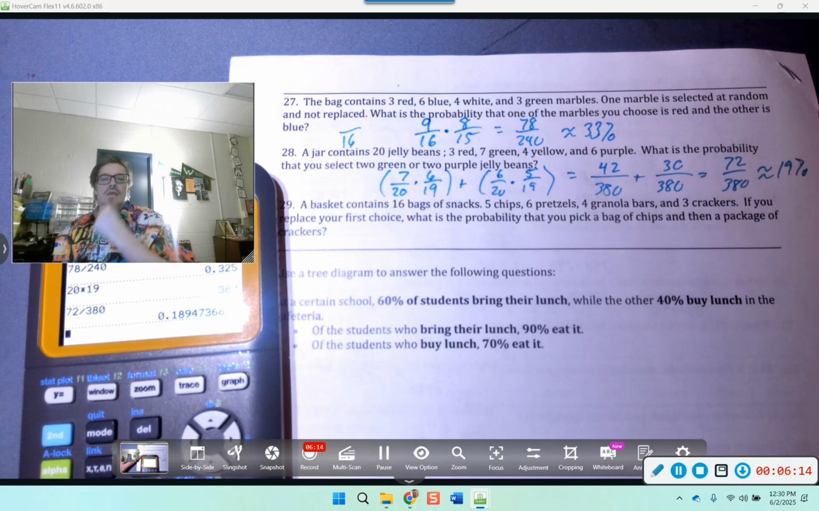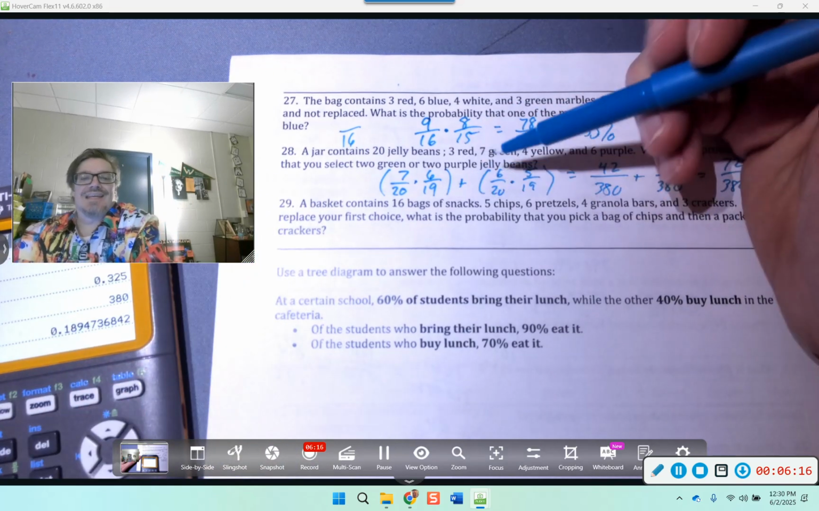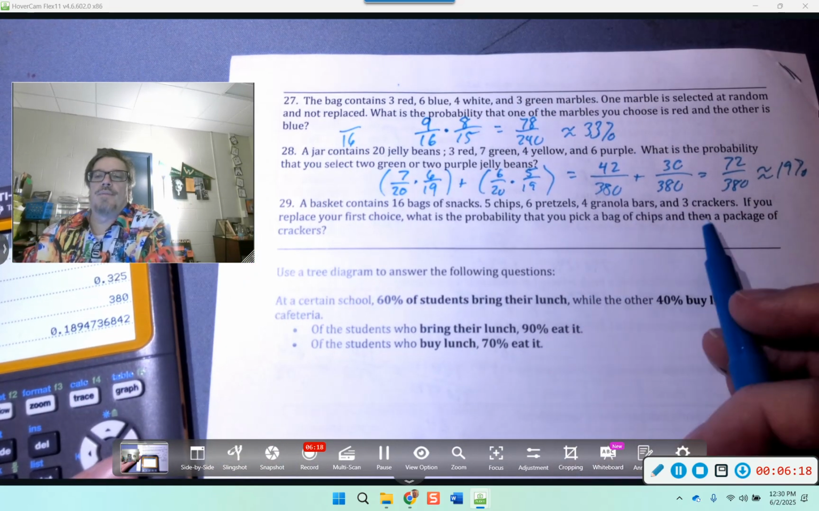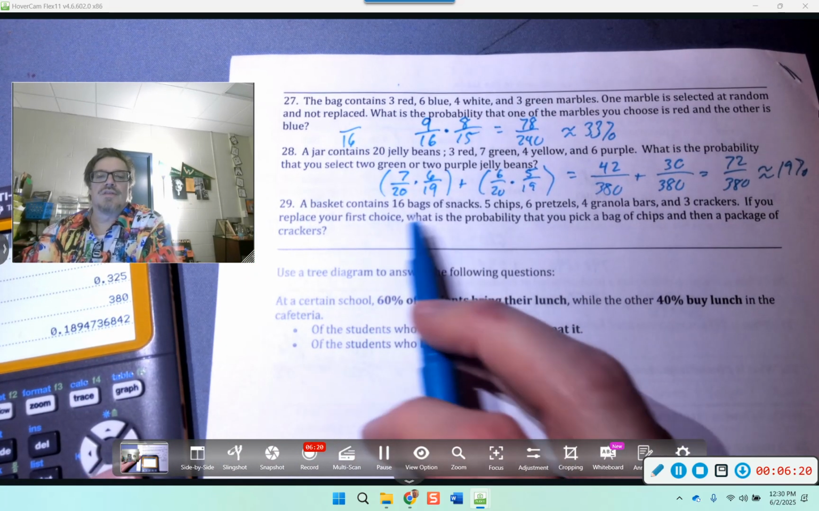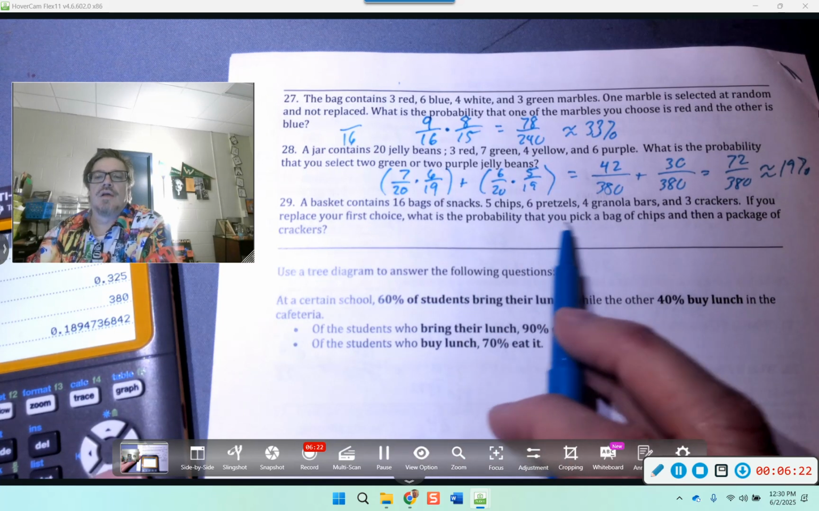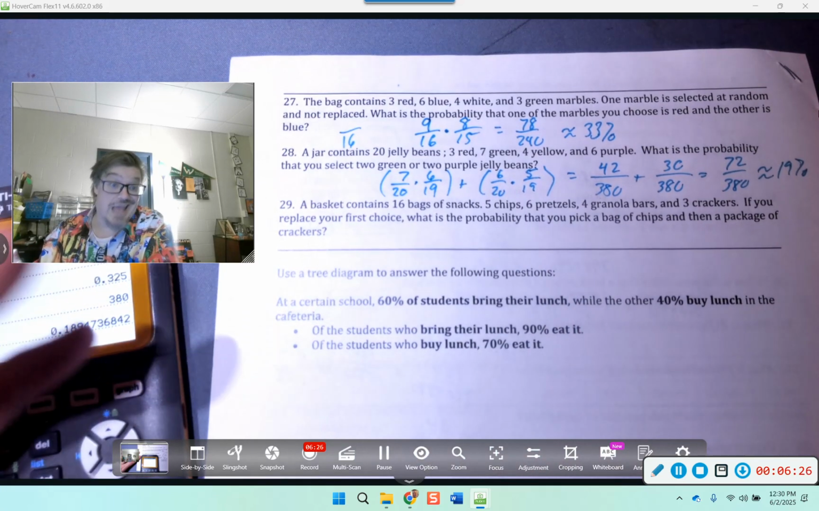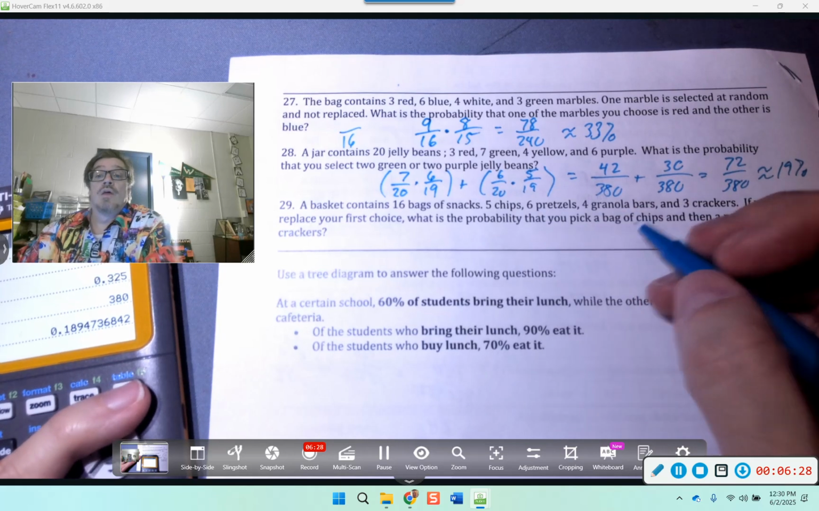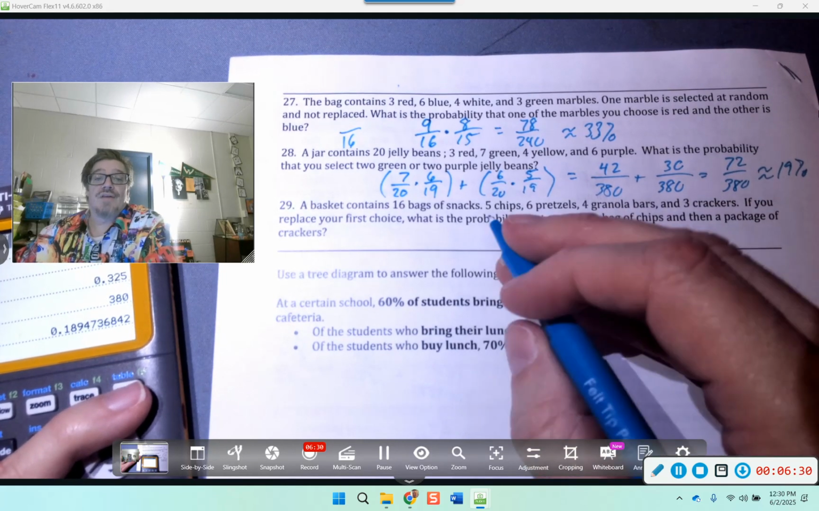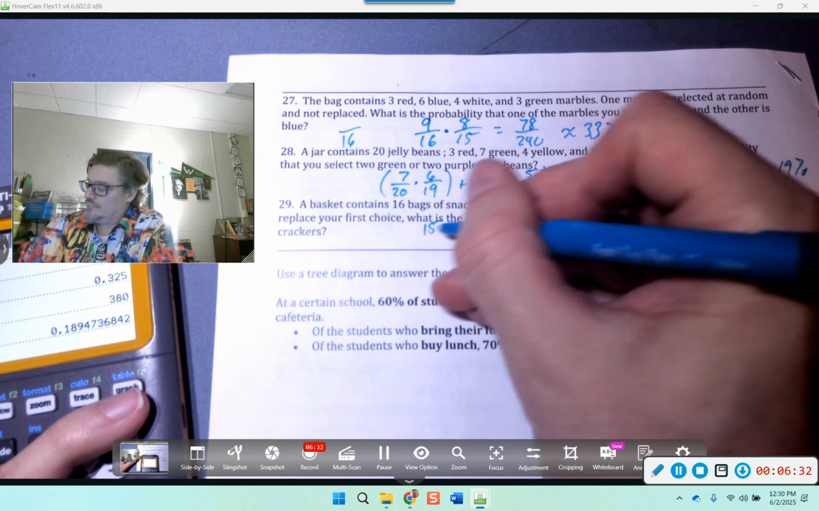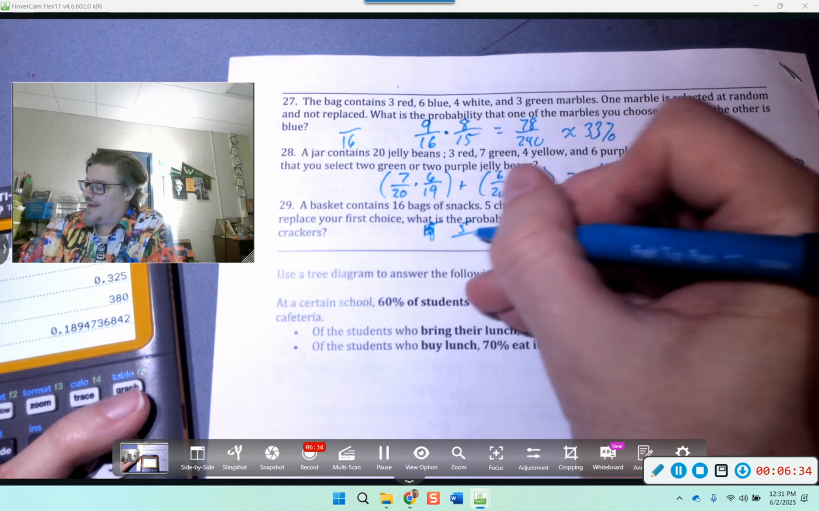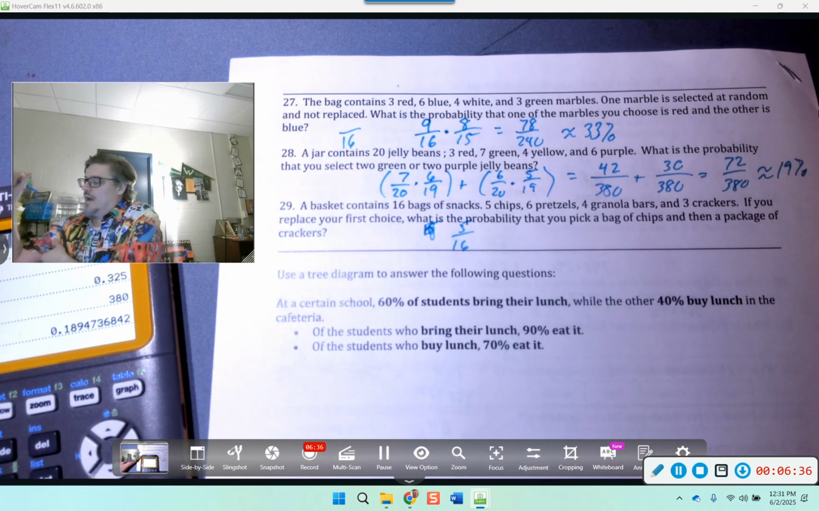Okay. A basket contains 16 bags of snacks. If you replace your first choice, what is the probability that you pick a bag of chips and then a package of crackers? That's actually easier. What's the probability of getting that bag of chips? 5 out of 16. Whoops, I don't know why I wrote 15. 5 out of 16. Okay, and then a package of crackers.